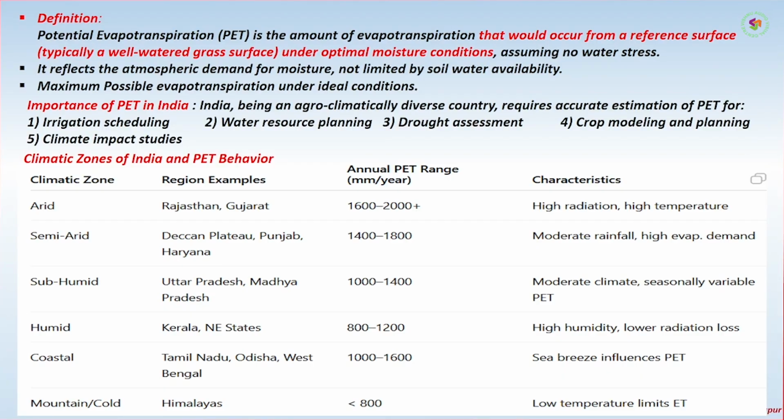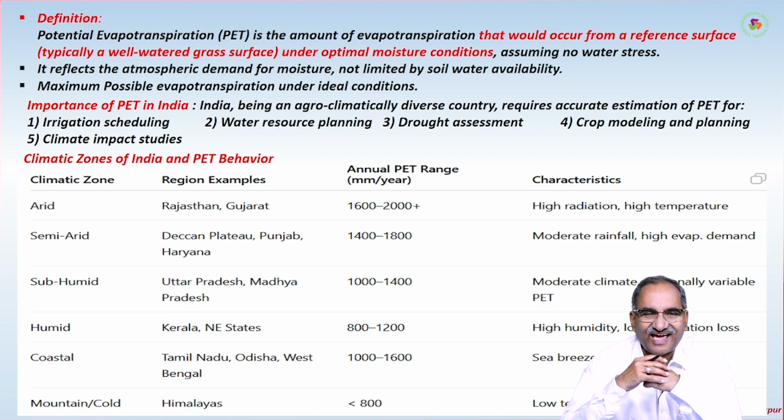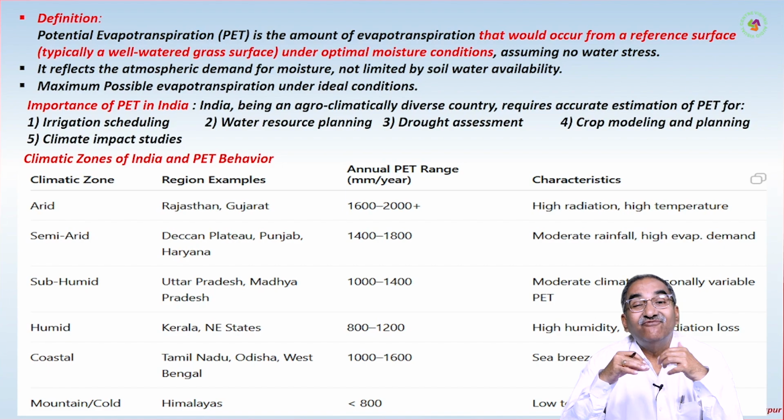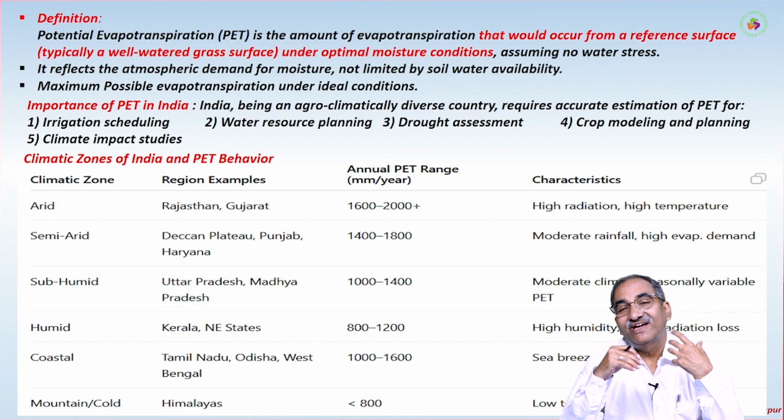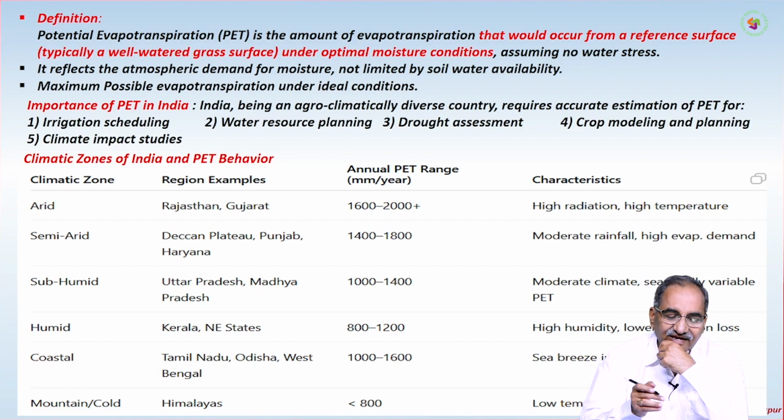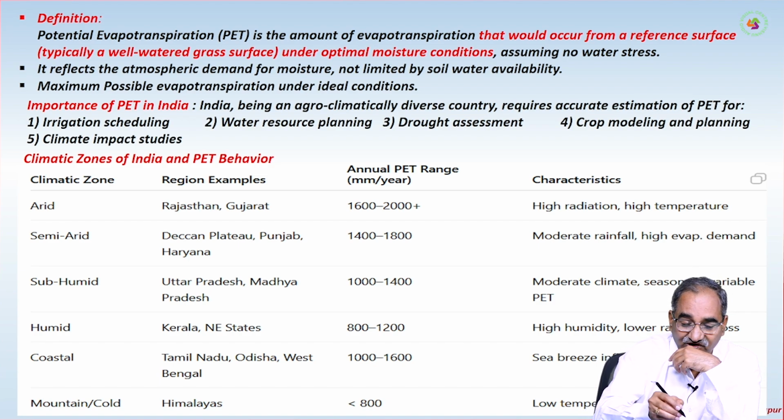The last point of this particular unit is: what is potential evapotranspiration? Number 2, what is the potential evapotranspiration over the entire country? Number 3, what is actual evapotranspiration? In what contexts do we require to study these things? Let us come to potential evapotranspiration.